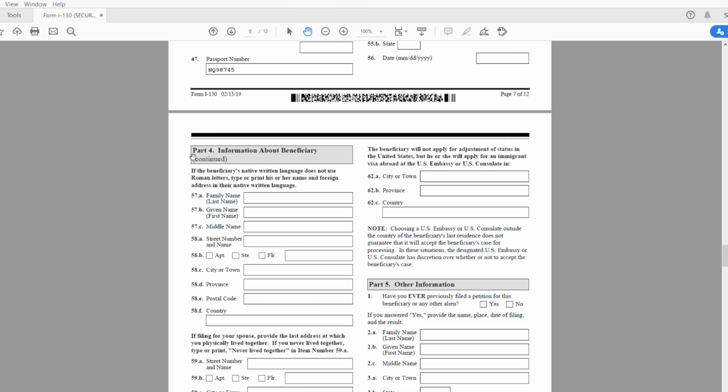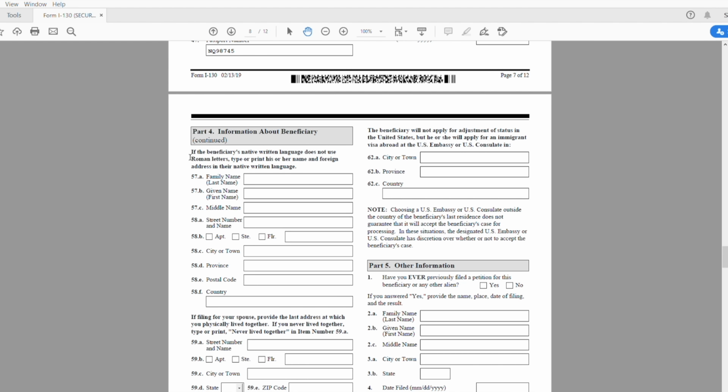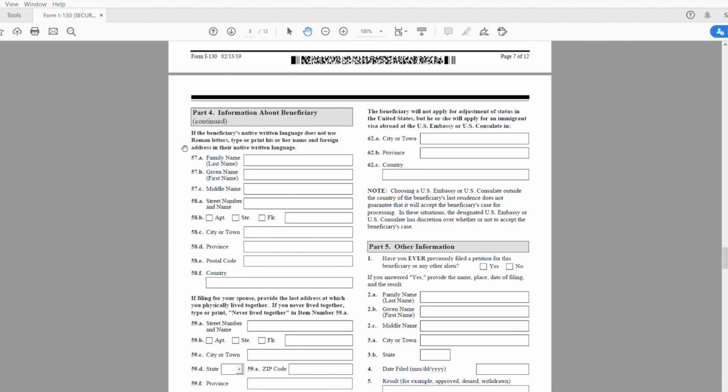Part 4 is a continuation about the information about the beneficiary. If the beneficiary's native written language does not use Roman letters, type or print his or her name and foreign address in the native written language. Here, this is not applicable, so we would just write NA and leave this blank.